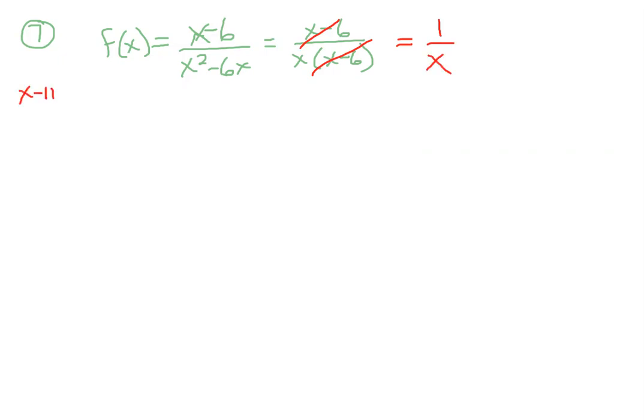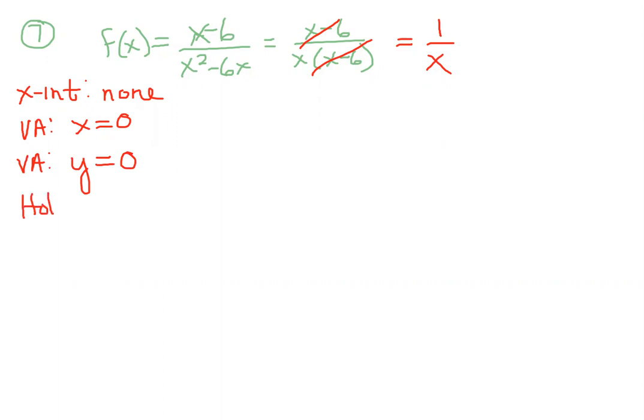So our x-intercept, we're going to set the numerator equal to 0. Never happens, so there's none. Our vertical asymptote, we're going to set the denominator equal to 0, so it's x equals 0. Our horizontal asymptote, we're going to look at the degree. The degree of the top is 0. The degree of the bottom is 1. That's less, so it is y equals 0.